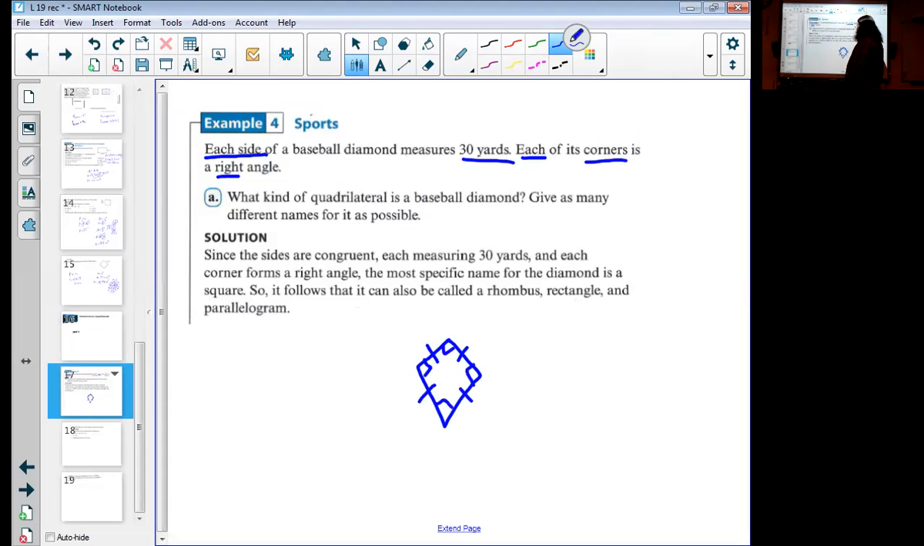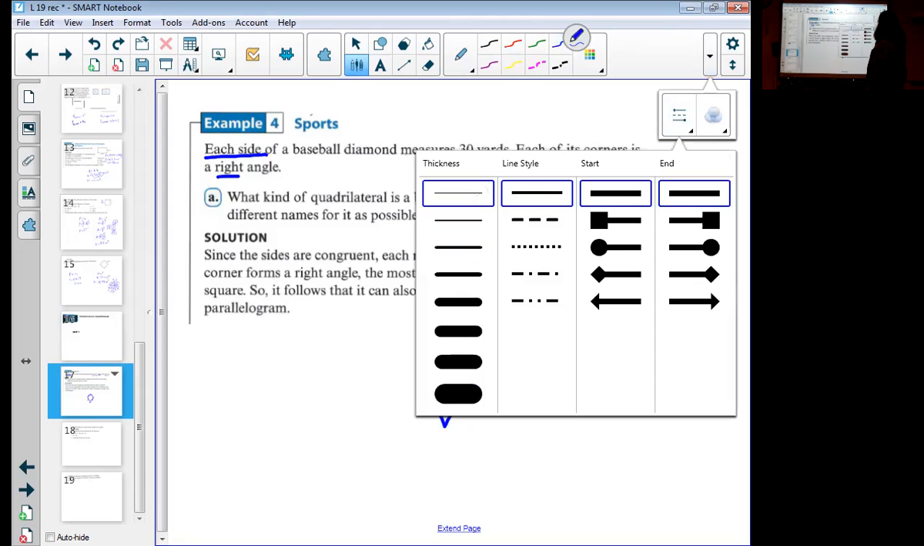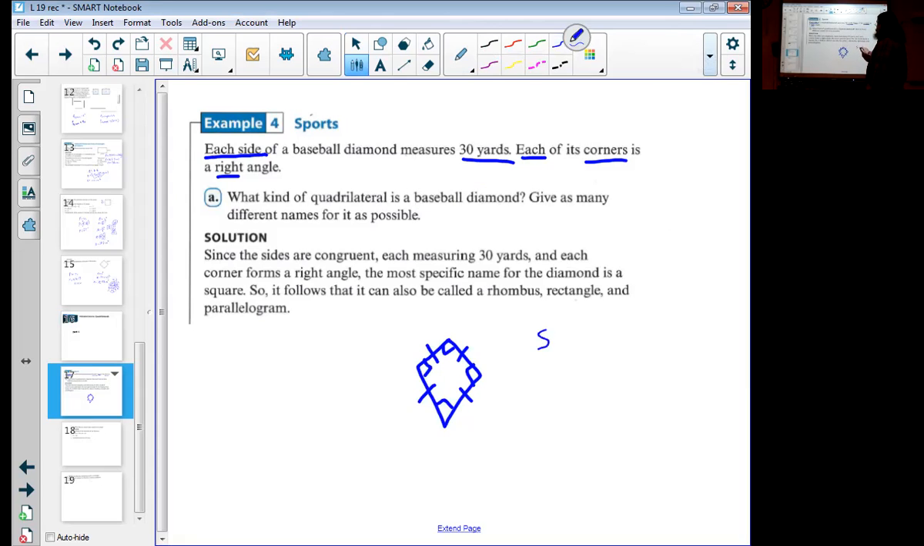So we need to say what kind of quadrilateral is a baseball diamond and give as many different names as possible. Well, we know that it is a regular quadrilateral. A regular quadrilateral is called a square. Now, a regular quadrilateral is also an equiangular quadrilateral, so that means it is also a rectangle.